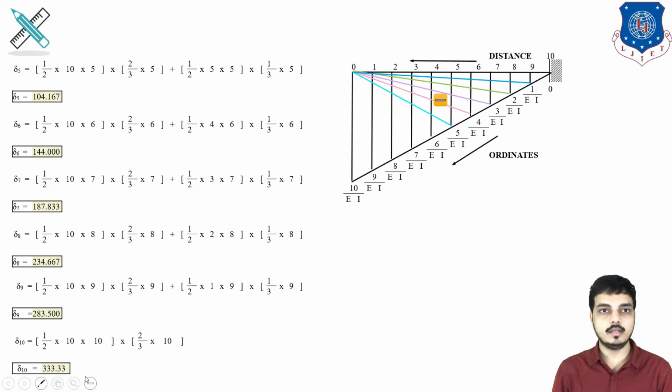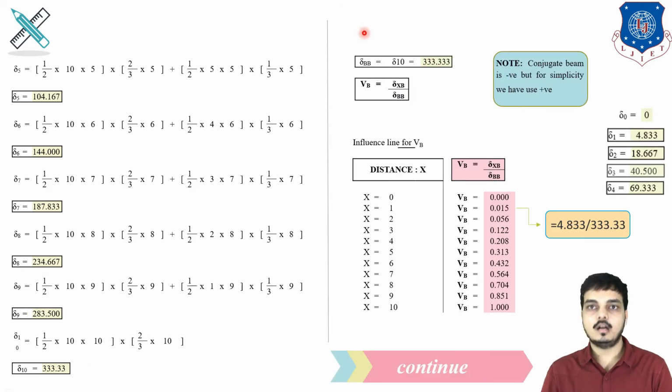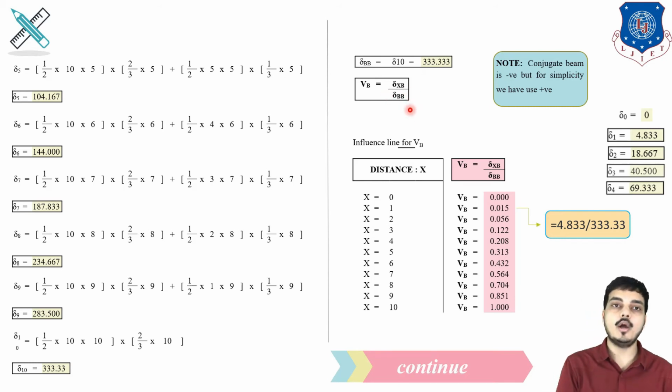Now this is the only typical one. If you know this step, then the further steps will be very easy. Look, our next step is to use the formula of Muller-Breslau's law, which is VB equals delta XB upon delta BB. Which will be my delta XB, and which will be my delta BB? That is a question. Our delta BB will be at our point of redundant, meaning where we have assumed our redundant, at our B point. And where is our B point?